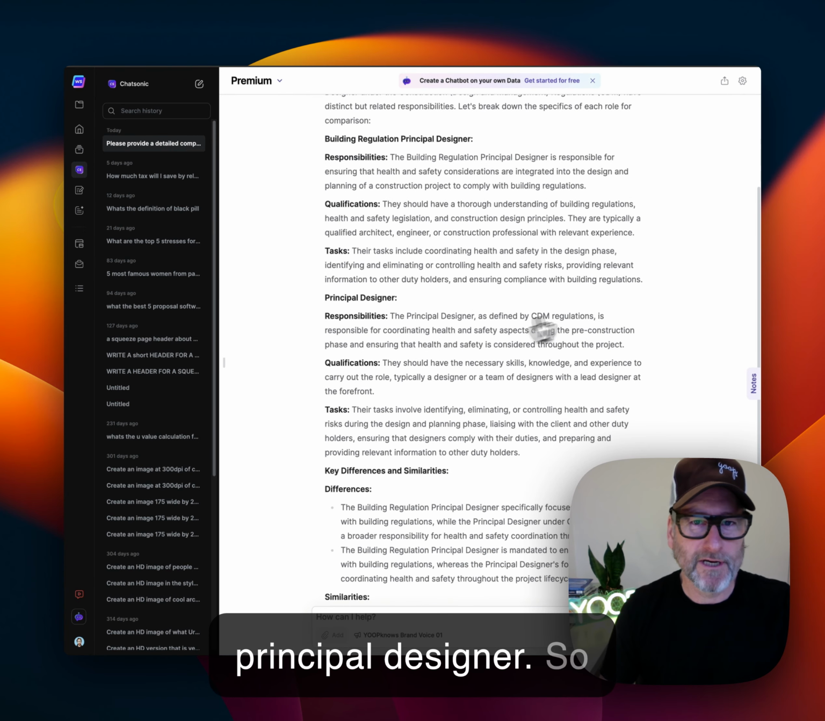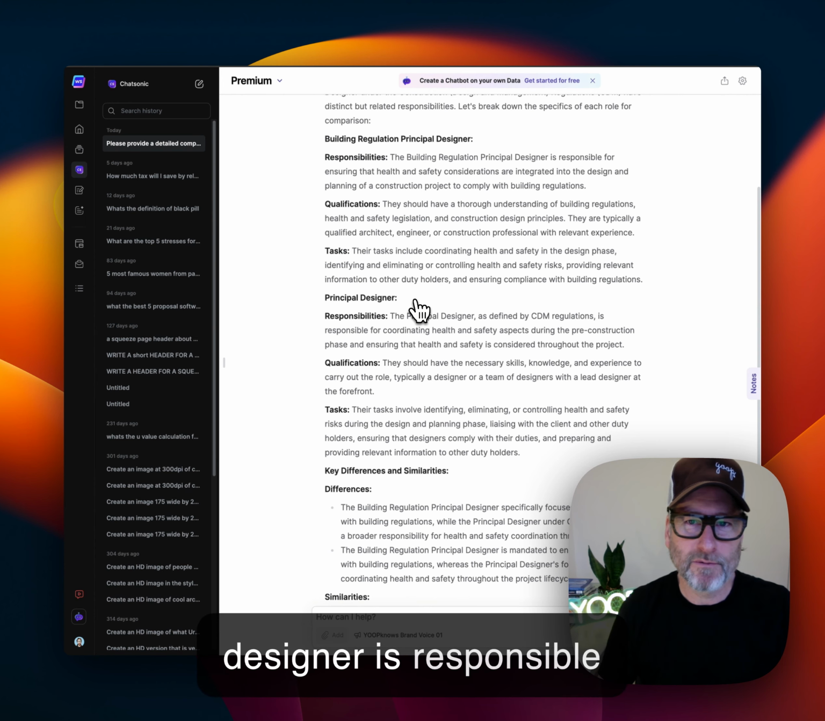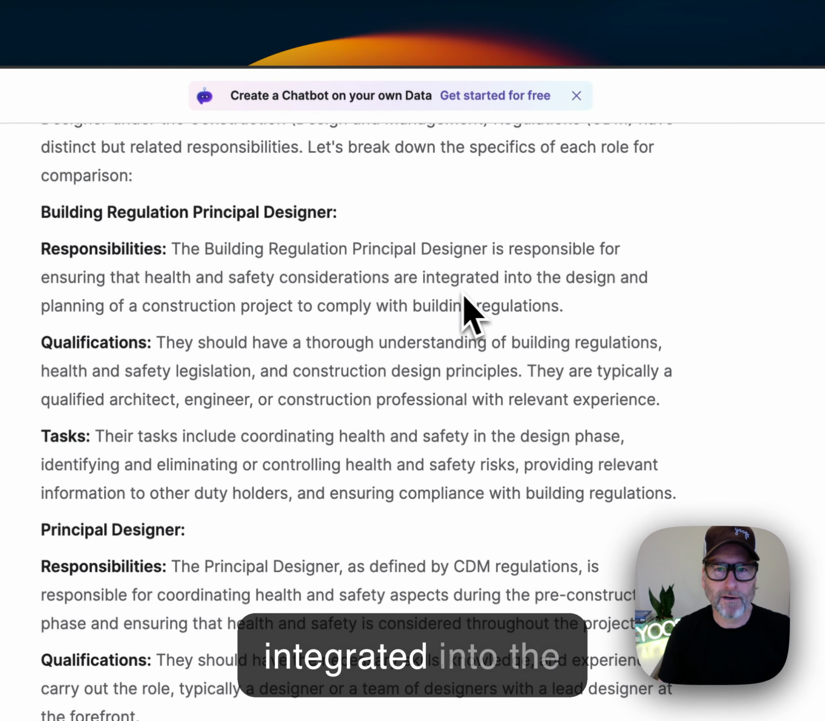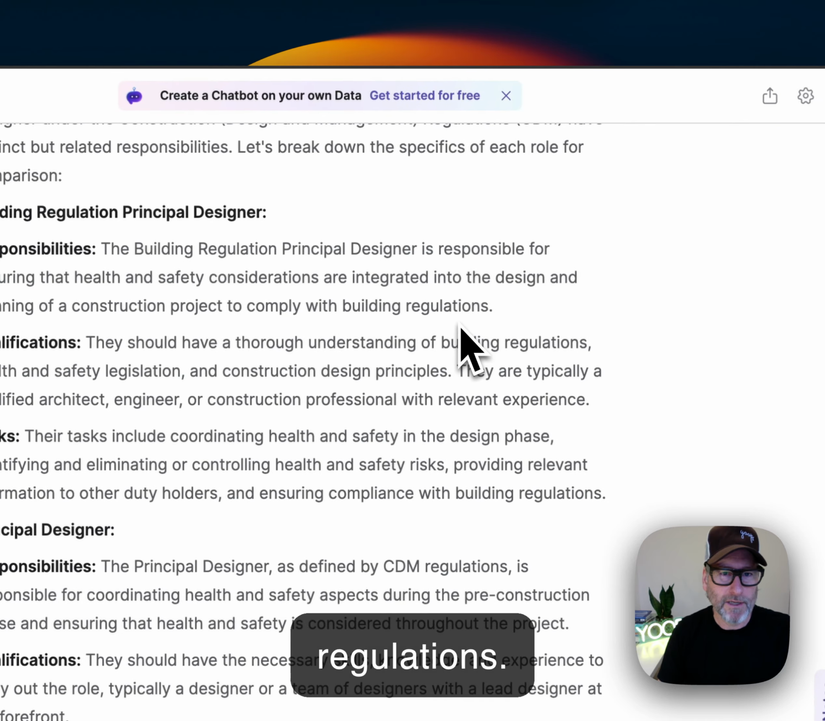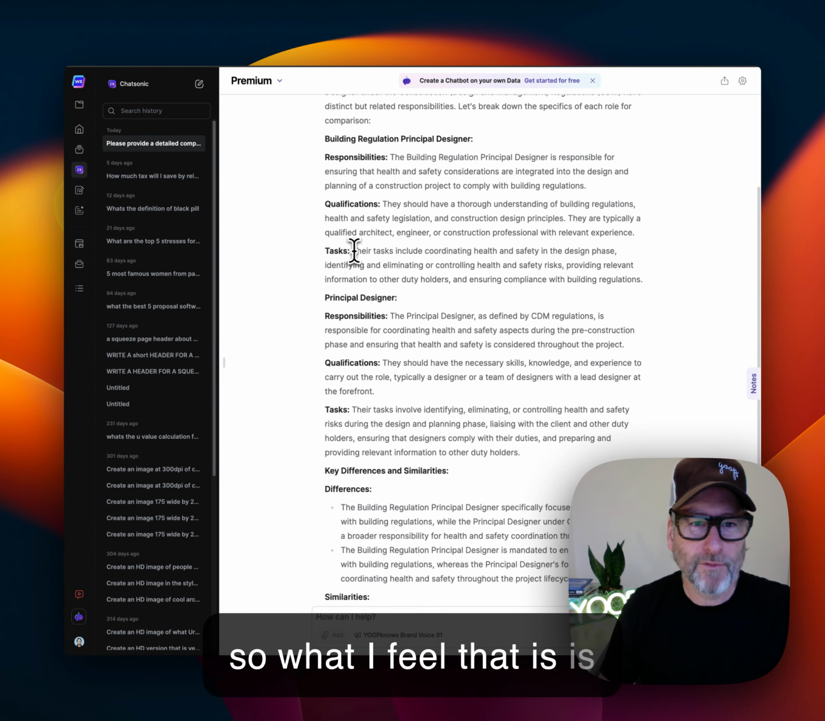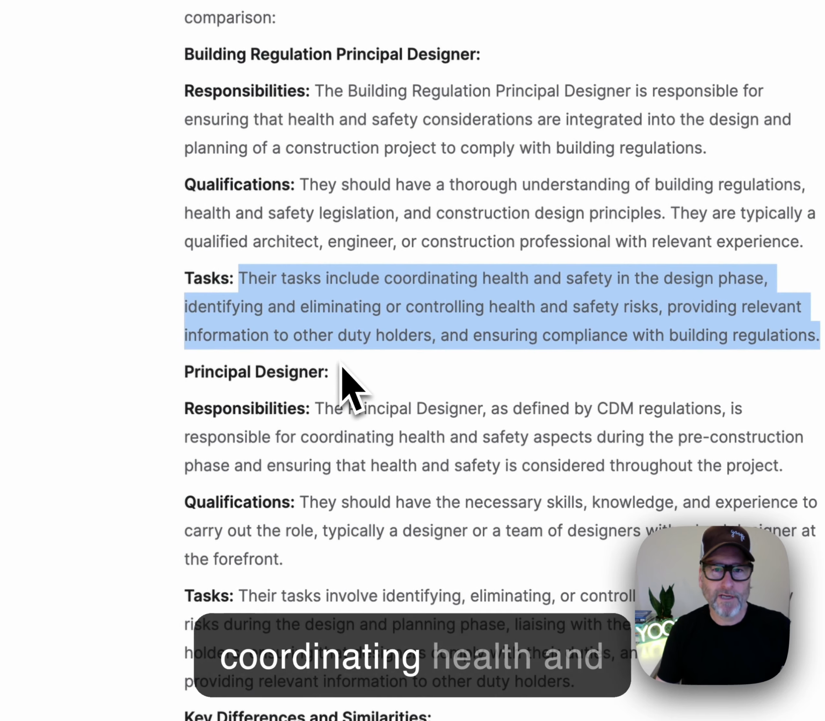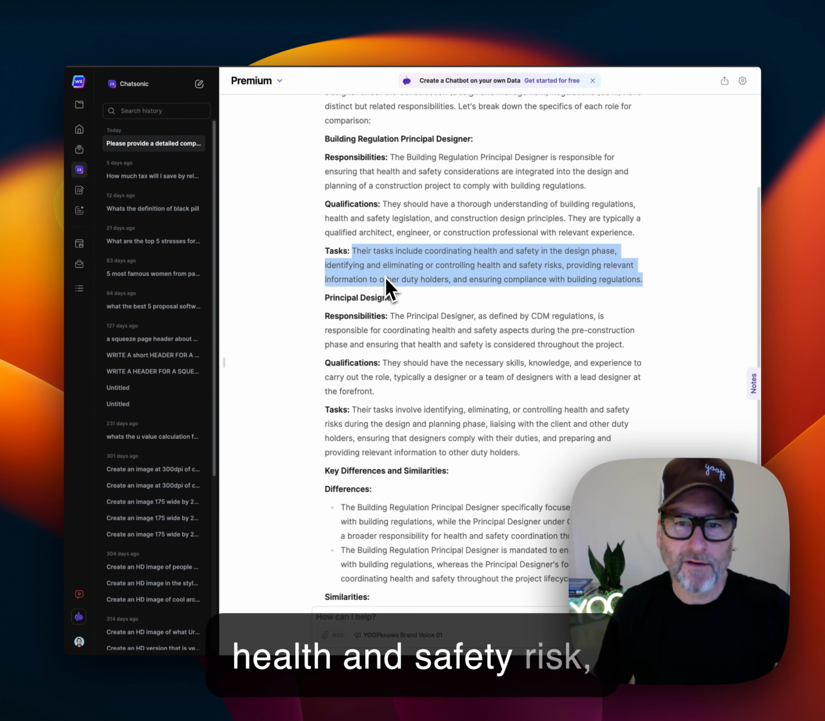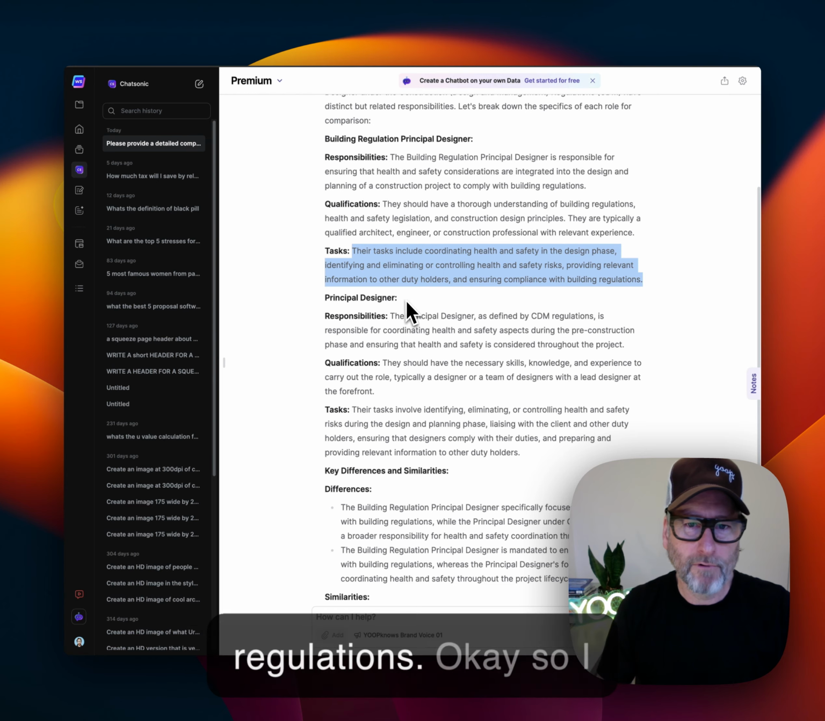Building regs principal designer. So this is the kind of new one. The building regulation principal designer is responsible for ensuring that health and safety considerations are integrated into the design and planning of the construction project to comply with building regulations. Okay, so it says here, their tasks include coordinating health and safety in the design phase, identifying, eliminating, or controlling health and safety risk, providing relevant information to duty holders, ensuring compliance with building regulations.